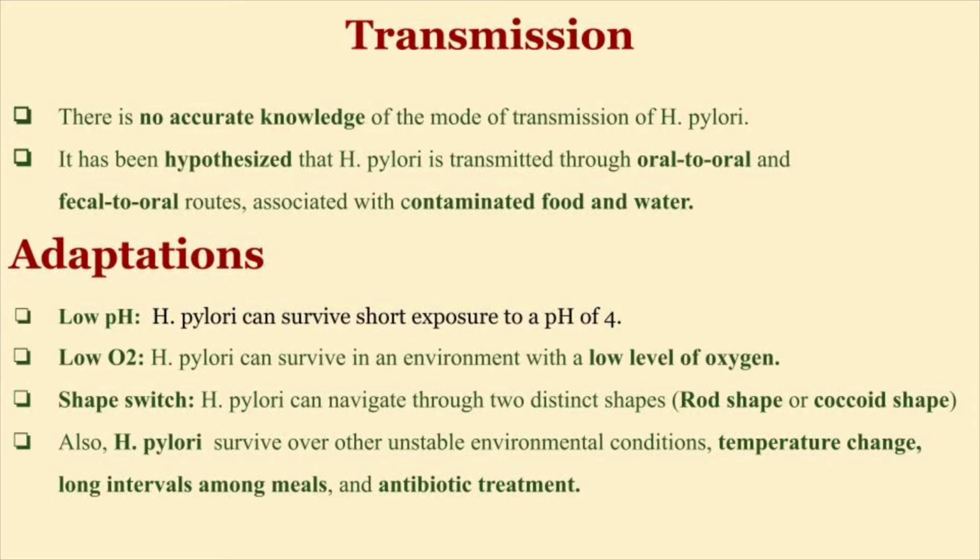Also, H. pylori has several adaptations. First, low pH. H. pylori can survive short exposure to a pH of 4. Second, low O2. H. pylori can survive in an environment with a low level of oxygen. Third, shape switch. H. pylori can navigate through two distinct shapes, rod shape and coccoid shape. Finally, they survive other unsuitable environmental conditions like temperature change, long intervals between meals, and antibiotic treatment.